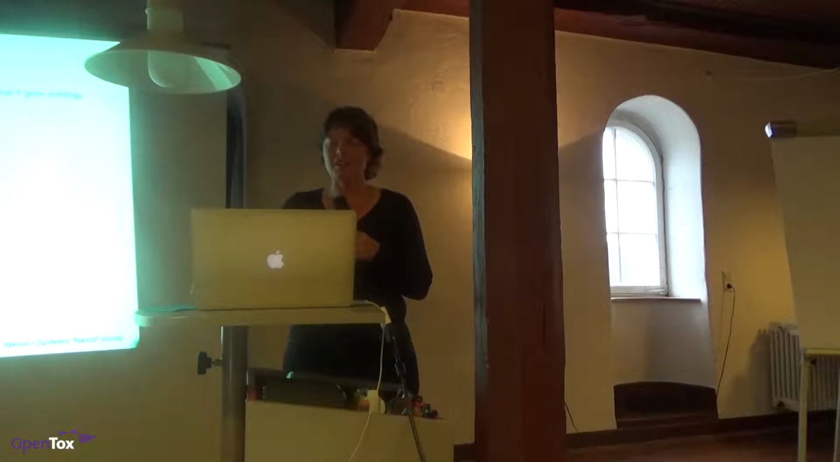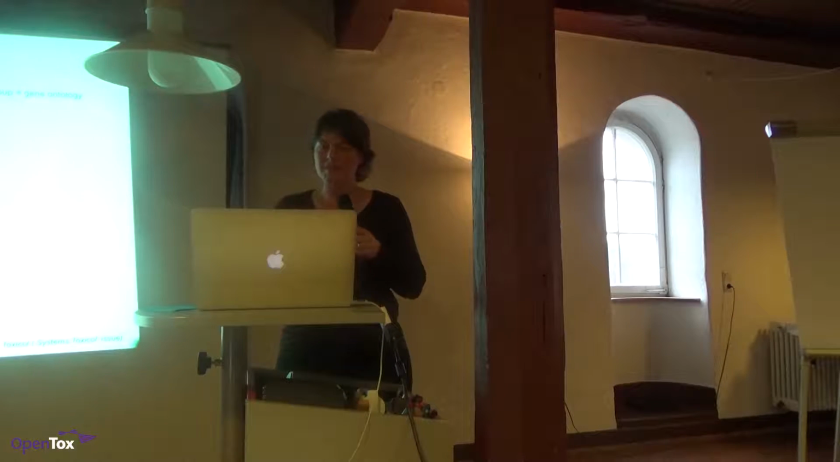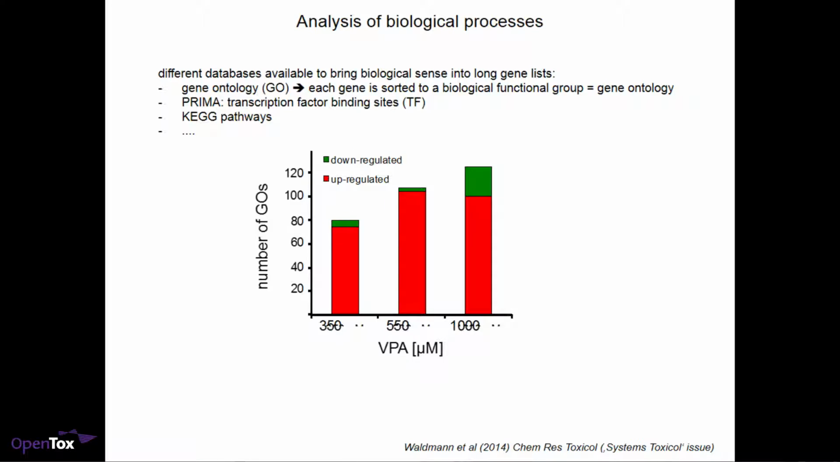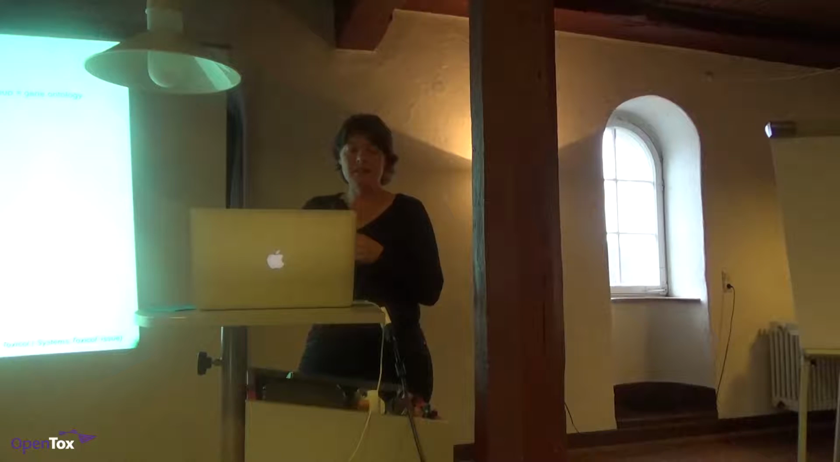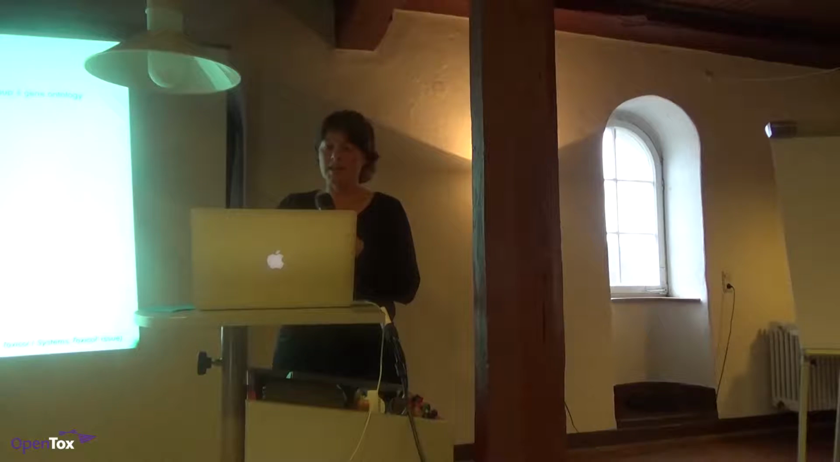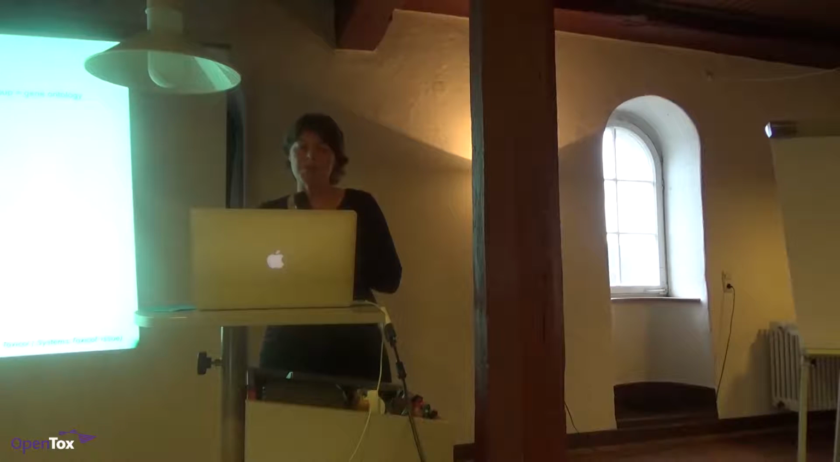Okay, in the next step, as we are biologists, we tried to bring biological sense into our gene list of thousands of members. So we used all the databases that were mentioned before, and I just show you the gene ontology database. We put our gene lists into this database and counted again how many overrepresented gene ontologies we get. And this you can see here in the graph. Starting with 350 micromolar, we get overrepresented gene ontologies, already 80 here in the first bar, up to over 100 overrepresented gene ontologies.